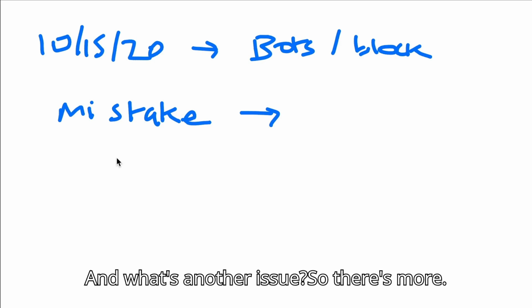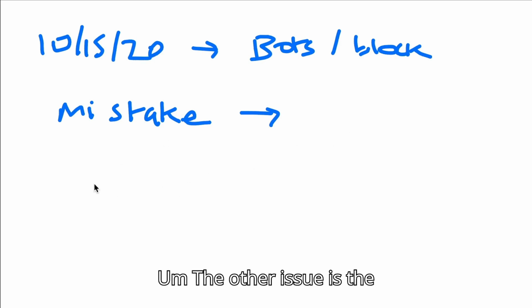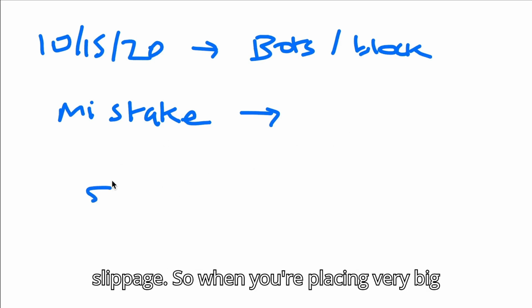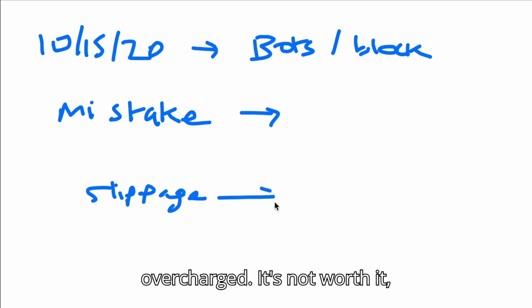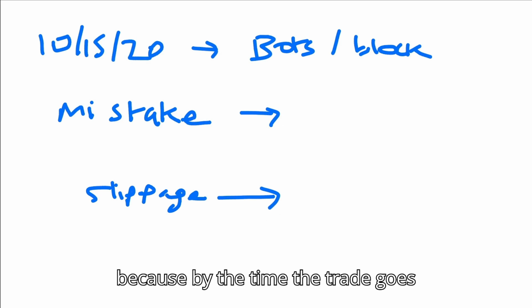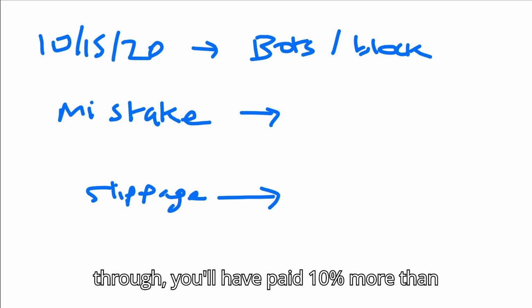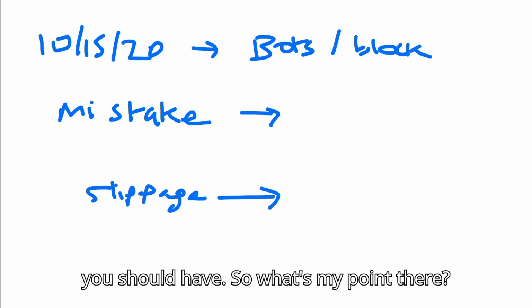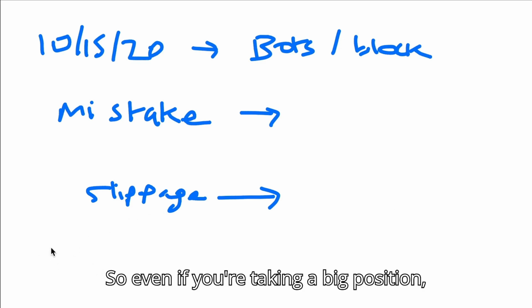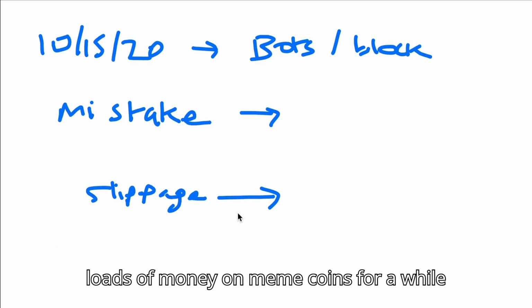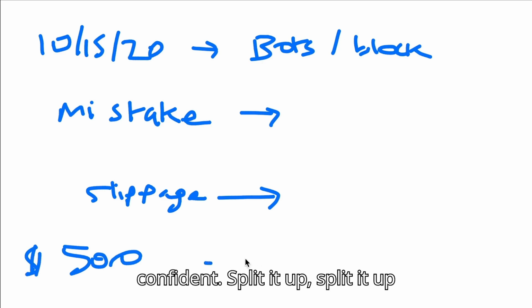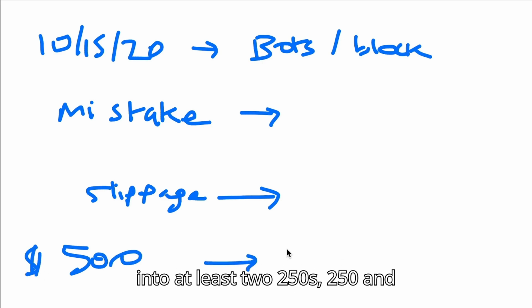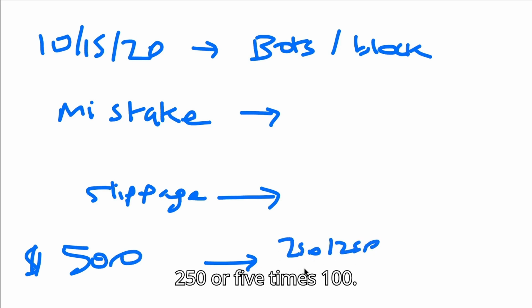And what's another issue? The other issue is the slippage. When you're placing very big trades, you're going to get overcharged. It's not worth it because by the time the trade goes through, you'll have paid 10% more than you should have. So what's my point there? Even if you're taking a big position, you're very confident, you've been making loads of money on meme coins for a while now, and you want your next trade, you're like, I want to put 500 into this, I'm confident. Split it up. Split it up into at least two 250s, or 5 times 100.